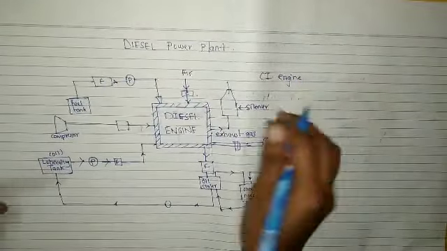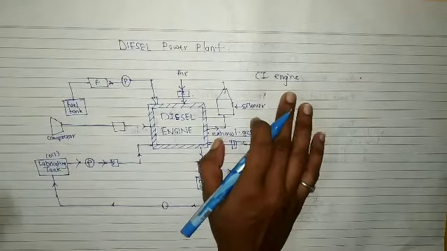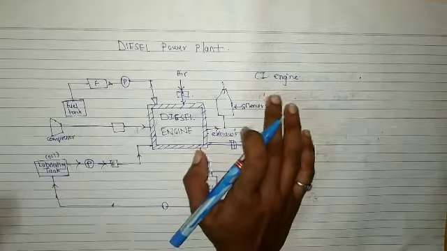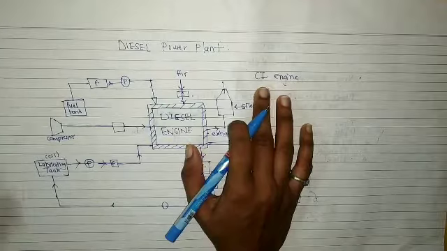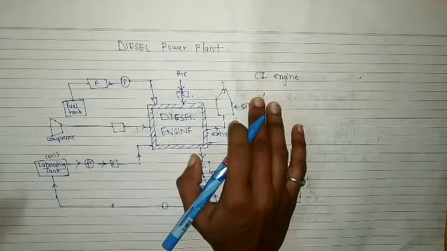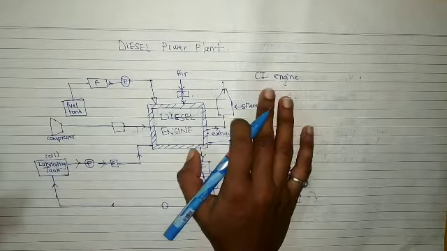Okay, so our diesel power plant works on a CI engine. That means compression and ignition. You just have to remember this. It is not necessary to write this, but just remember this works on compression and ignition.